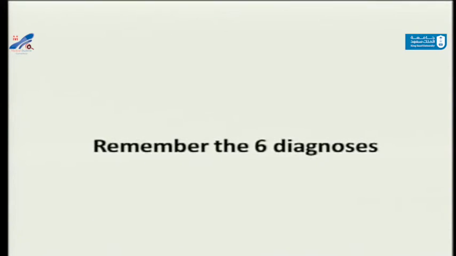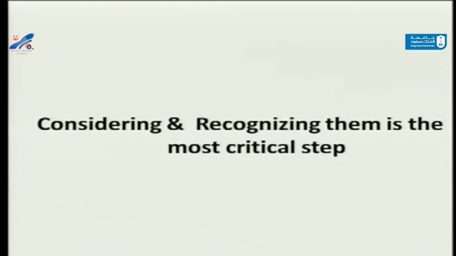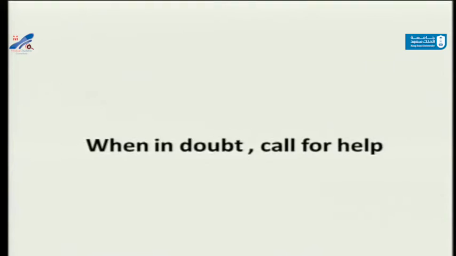Remember the six diagnoses we talked about: ACS, pulmonary embolism, aortic dissection, tamponade, and esophageal perforation. Right. Considering them and recognizing them is the most critical step. If you don't think about them, you're going to miss them. You know them, but consciously, if you don't think about them, you're going to miss them. So don't fixate on one diagnosis. Consider the other diagnoses. There is still a chance that this patient can have another diagnosis even if one is highly suspected. When in doubt, call for help.